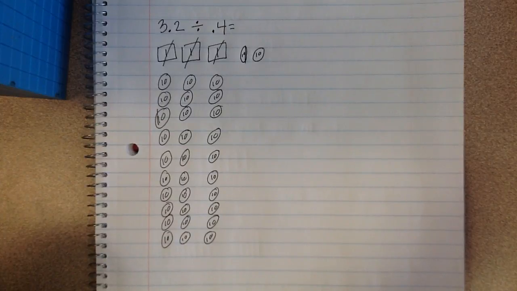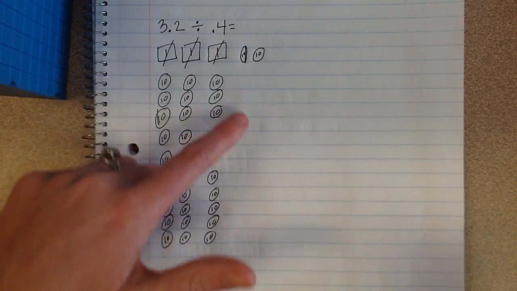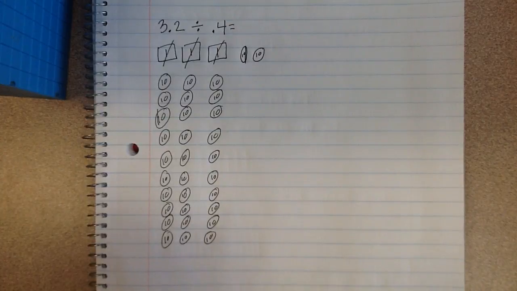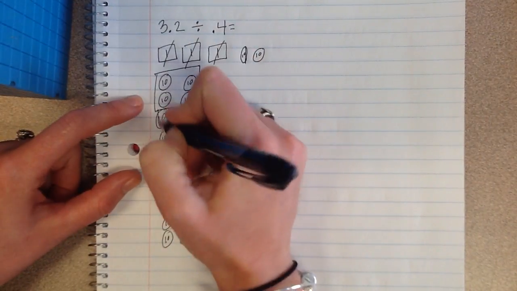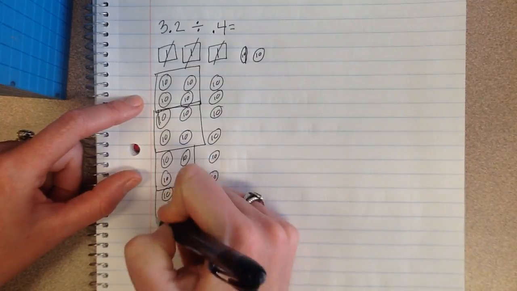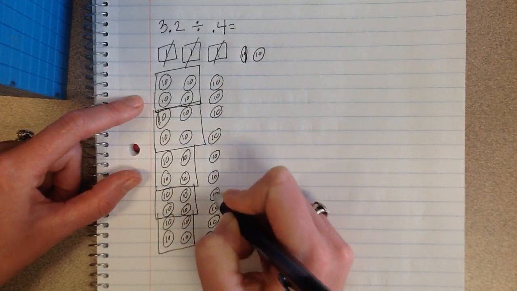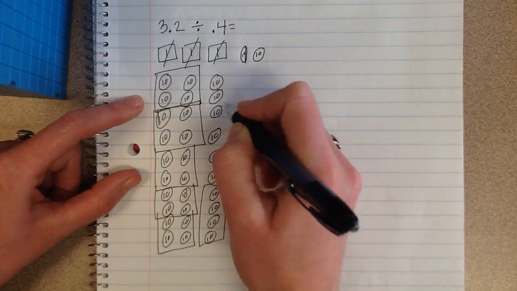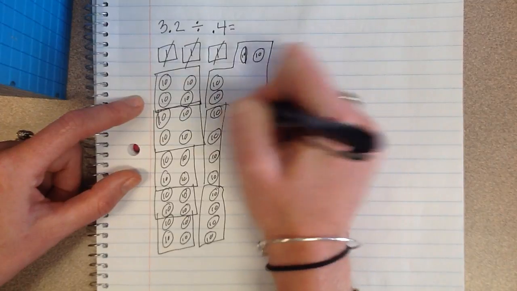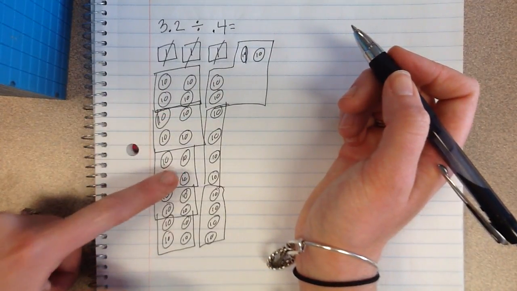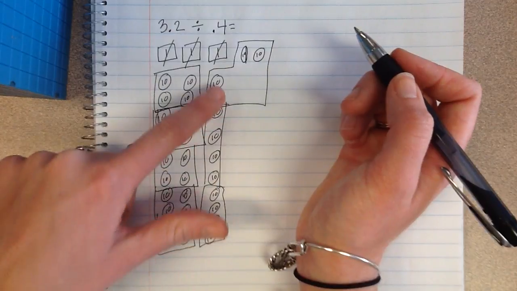Okay, so next thing I need to do is because my divisor is a decimal, then I know my answer is going to be a what? If you said whole number, then you're correct. My answer should be a whole number. I need to make as many groups of 40 cents as possible. 1, 2, 3, 4. 1, 2, 3, 4. 1, 2, 3, 4, 5, 6, 7, 8.